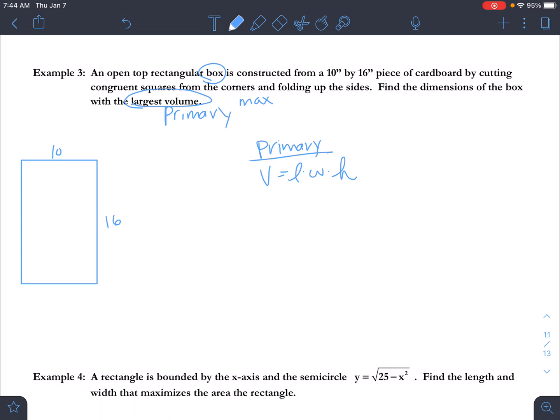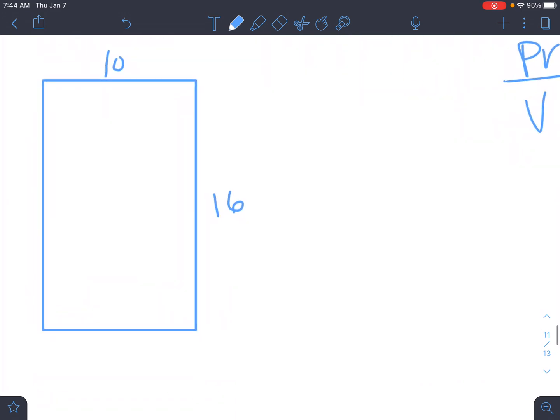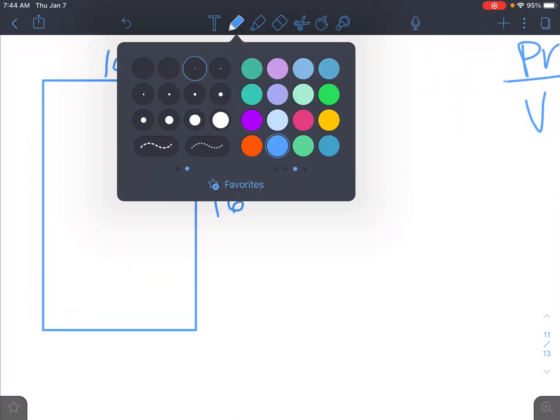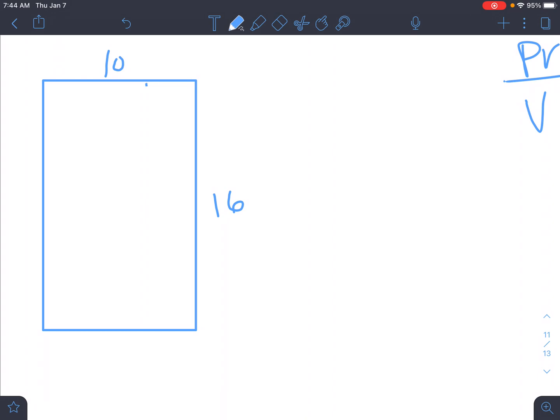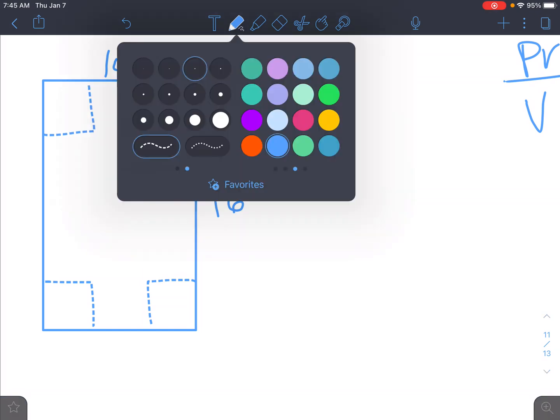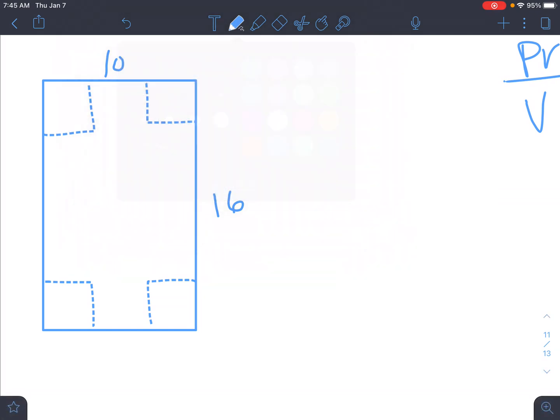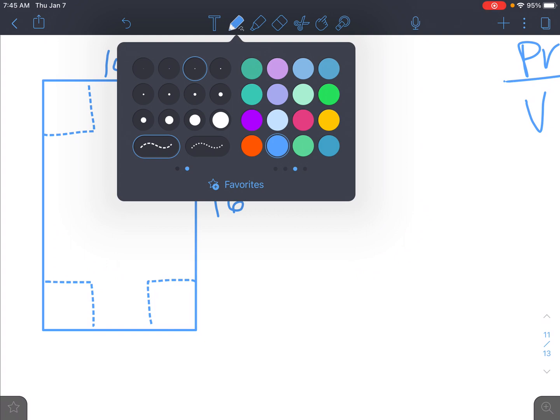Okay, then it says we cut congruent squares from each of the corners. So take a look at what would happen here. Okay, if you took this, I'll use a little dashed line to show I'm cutting. Cutting out corners, cutting out a corner, cutting out a corner, and those corners, when they're gone, you know, your shape will look something like, sorry, I want to go back to my regular pen here.